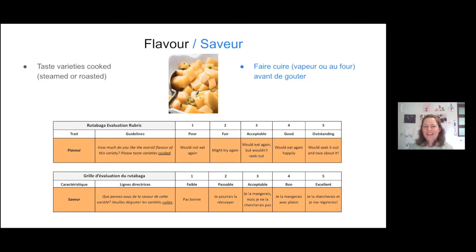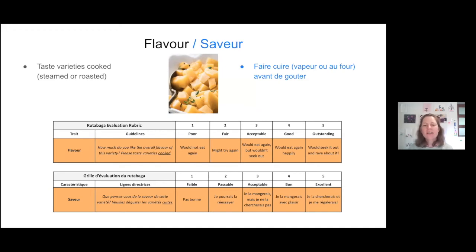With this level of evaluation, we're really not going to be able to get into all those very intriguing and fascinating details. We've tried to keep it fairly simple for flavor, which is that we ask that you taste them cooked. I leave it up to you to some extent: you could cut them up into small cubes and steam them, or put a small amount of a neutral tasting oil on them and roast them.